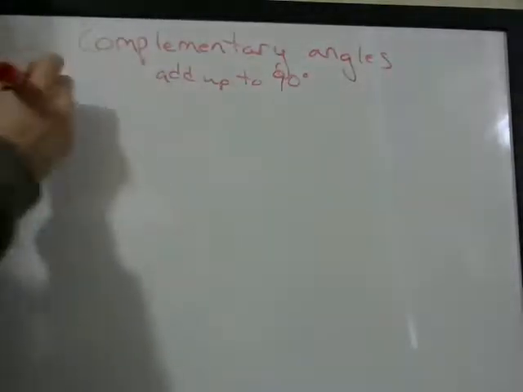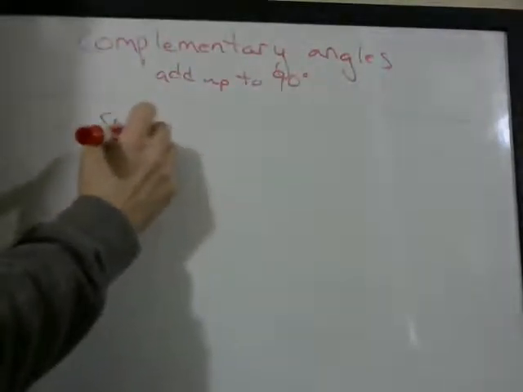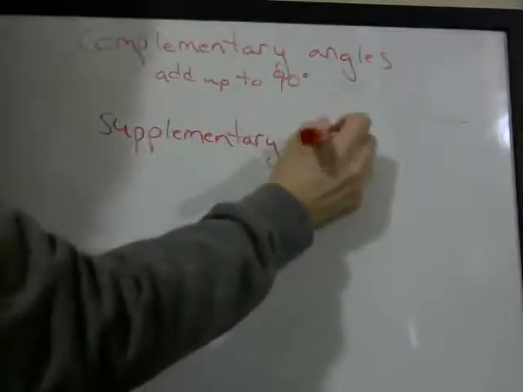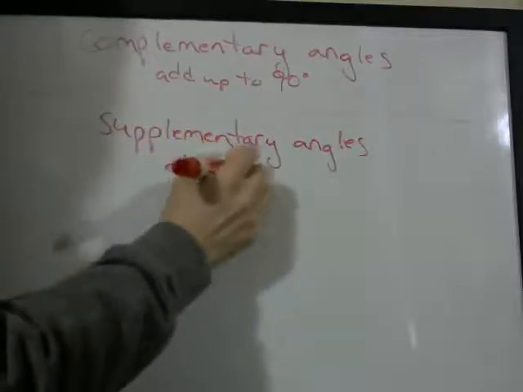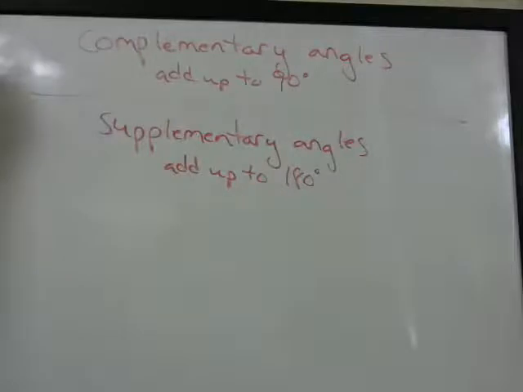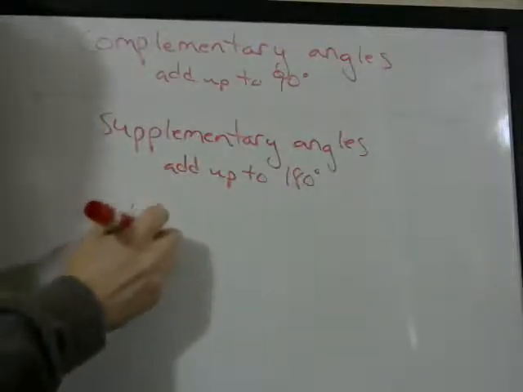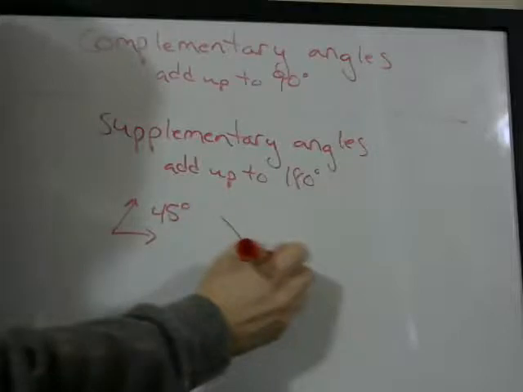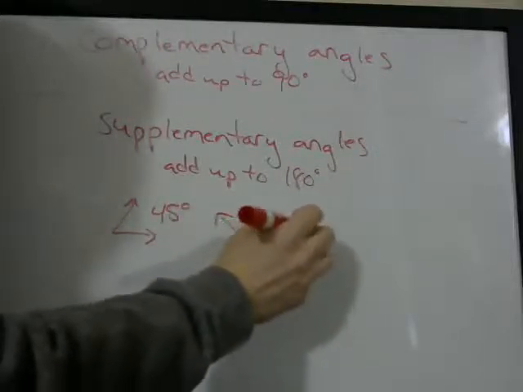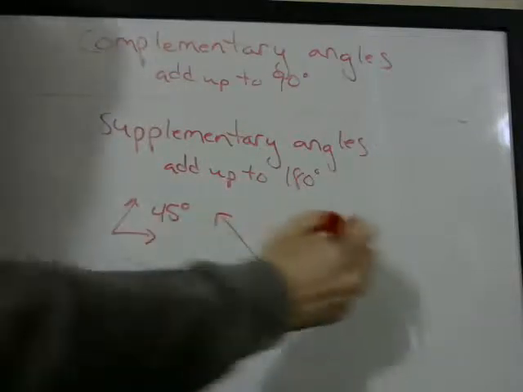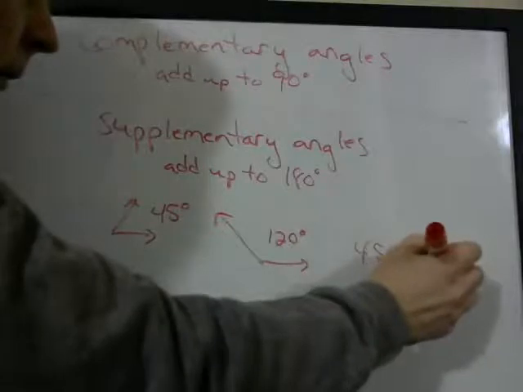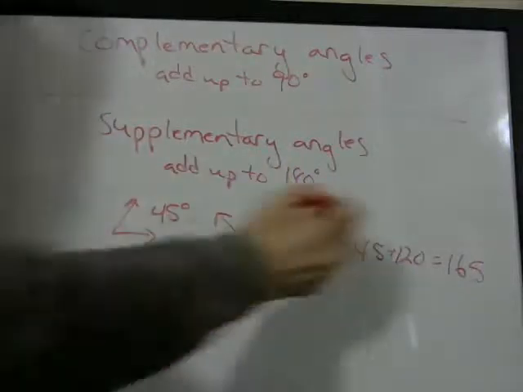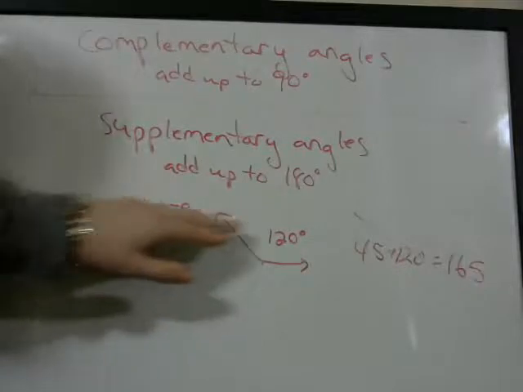The other term that you need to know is called supplementary. Same idea as complementary angles, but these add up to 180 degrees. So, if you have an angle that's 45 degrees, and they say your other angle is 120 degrees, are these two angles supplementary? Well, 45 plus 120 equals 165. Well, they have to be 180 to be supplementary. So they are not supplementary angles, 45 and 120.